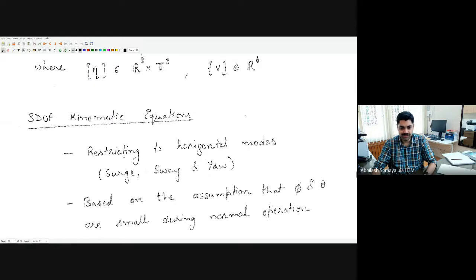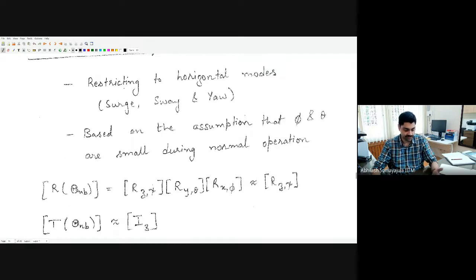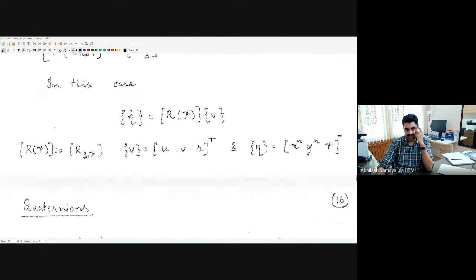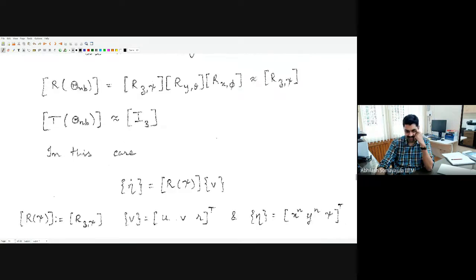We also simplified it based on a 3 degree of freedom system, because when we are dealing with ship dynamic positioning, our primary idea will be to look at the horizontal modes of motion, so surge, sway, and yaw, in which case that reduces a little bit. But there's an assumption inbuilt that the roll angle and the pitch angle are small during normal operation. And then in this case, the rotation matrix simplifies and we can express the quantities as shown here.